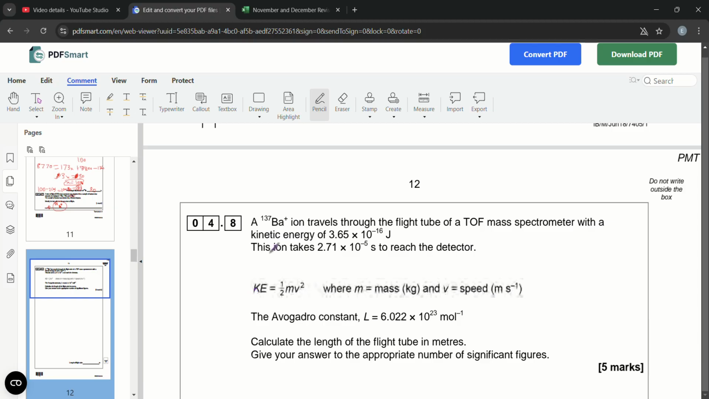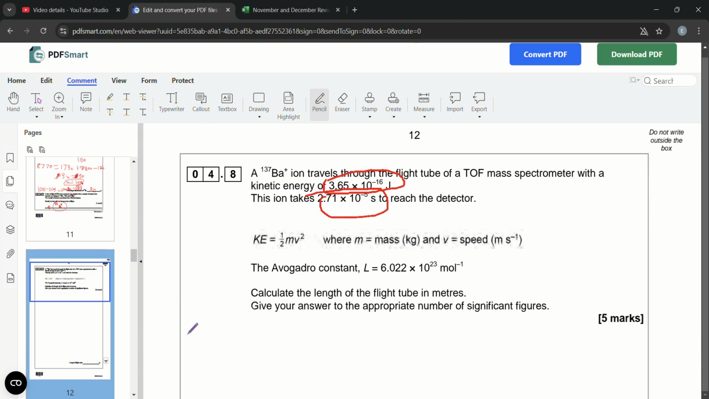Question 4. A 137Ba+ ion travels through the flight tube of a time of flight mass spectrometer with a given kinetic energy. The ion takes that long. Calculate the length of the flight tube in meters. So we've got the kinetic energy of the ion. We've got the time. Do we have the mass?